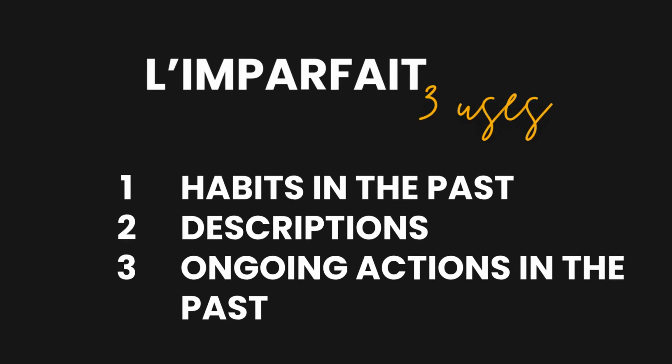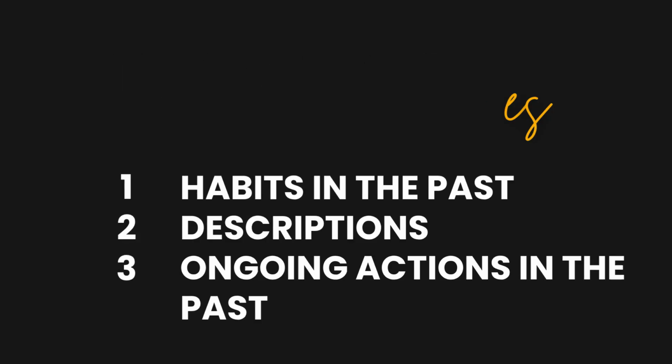So what exactly is the imparfait? Imparfait is a past tense in French. It's used to describe things that were happening in the past, things that happened regularly, or situations and descriptions from the past. Think of it as the French equivalent of I was doing, I used to do, or it was. For example, je jouais au soccer. That can be I used to play soccer or I was playing soccer, depending on the exact context.